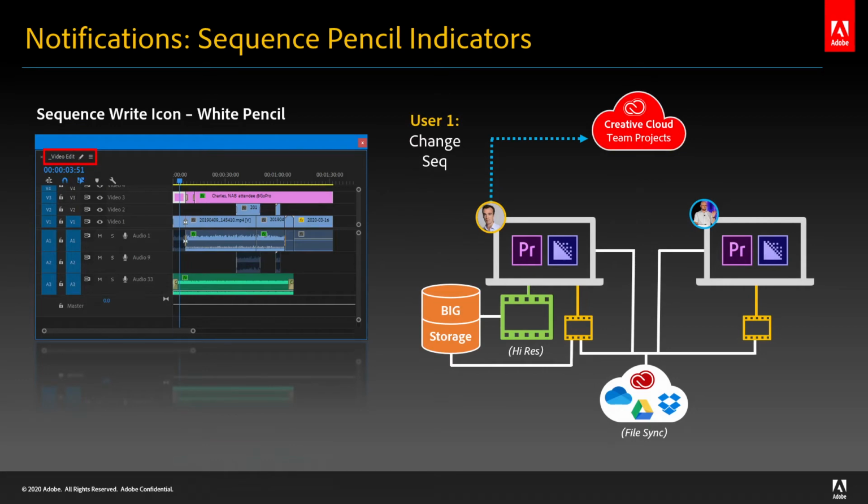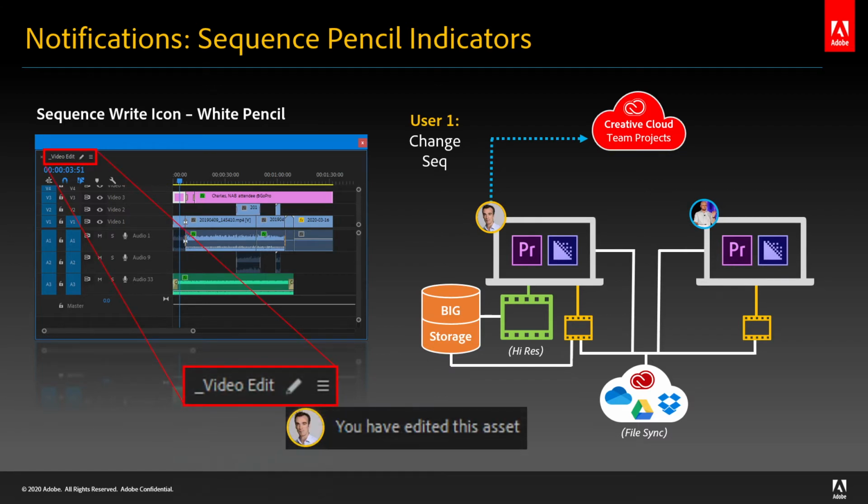Now let's look at the range of sequence indicators. When changes are being made to a sequence, a white pencil icon appears at the end of the timeline name. This indicates that alterations have been made to the sequence asset. Selecting the pencil icon shows a drop-down box of who and what changes were made. Take note that the workflow diagram shows the dotted blue transactional save of user 1, which is sending live feedback while working.